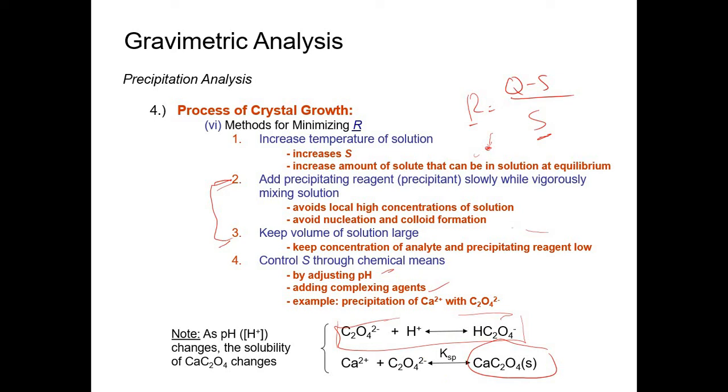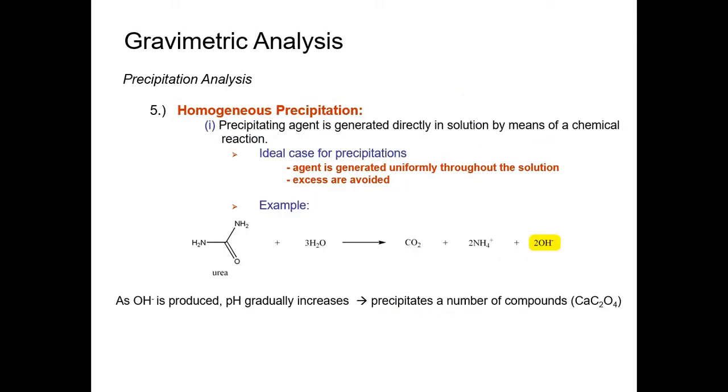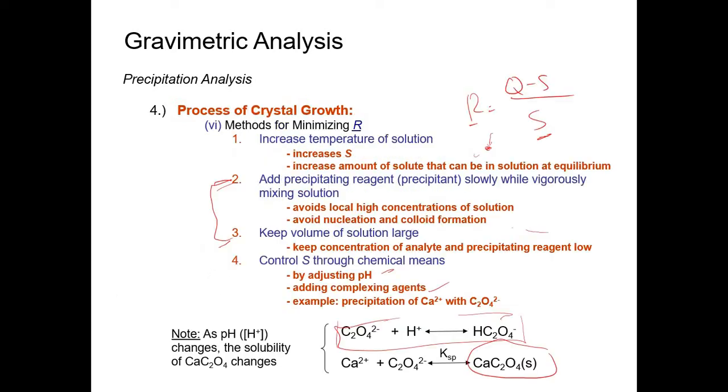Okay, so because of the pH, as we have shown earlier, there is a relationship between solubility and pH. Some substances are less soluble at lower pH, or they could be less soluble at higher pH. Okay? So another thing is homogeneous precipitation, coming from the process of crystal growth.